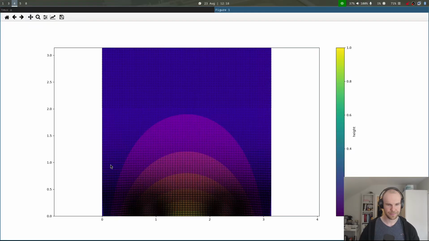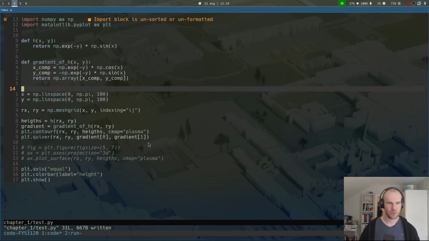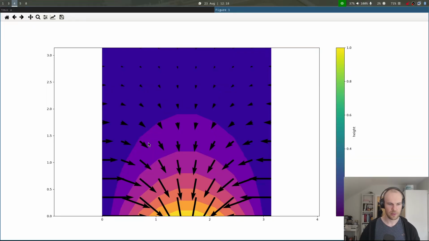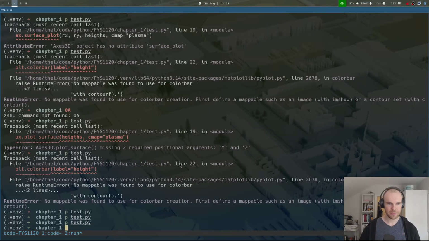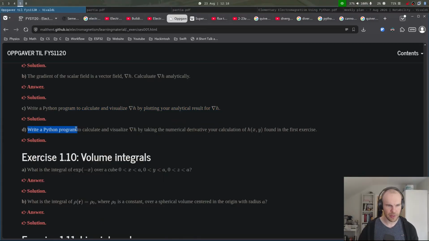That should be correct. Yeah, just a lot of vectors, but it's pretty much correct. And let's do this so you can see it more clearly. If I remove these two and we do this, you see it. You see how the arrows are now perpendicular to the direction of the line. So that is indeed the gradient. Okay, cool. Now write a Python program to calculate and visualize by taking the numerical derivative.